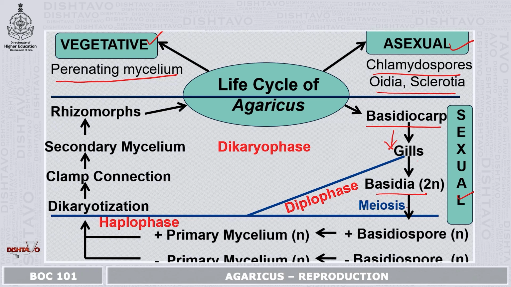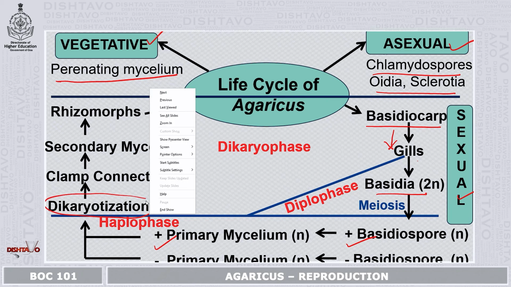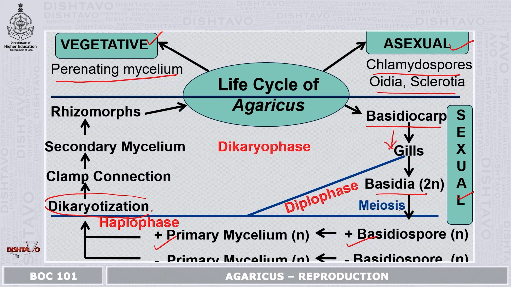The basidia will undergo karyogamy and then meiosis, producing 4 basidiospores, 2 of plus strain and 2 of negative strain, which will start germinating into primary mycelium, plus strain and negative strain. Fusion of these 2 mycelia, dikaryotization takes place, clamp connections will be formed, and then the secondary mycelium, which is very long-lived, will give rise to the rhizomorphs of the tertiary mycelium, and then again will form the basidiocarp. The basidiocarp will give rise to the basidiospores. And this is how, students, the life cycle is completed.